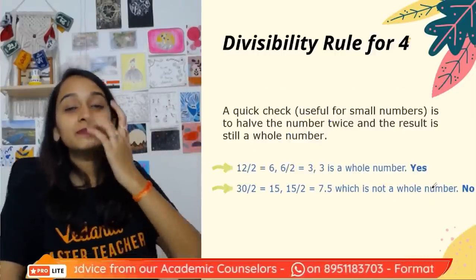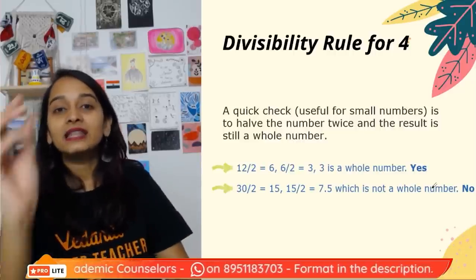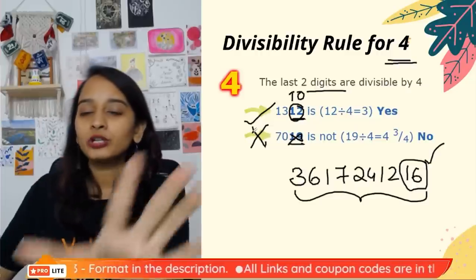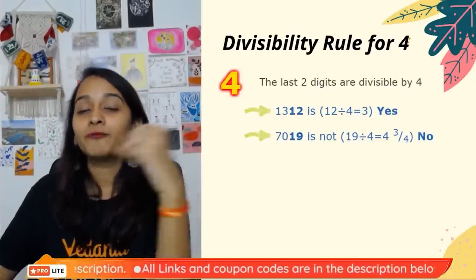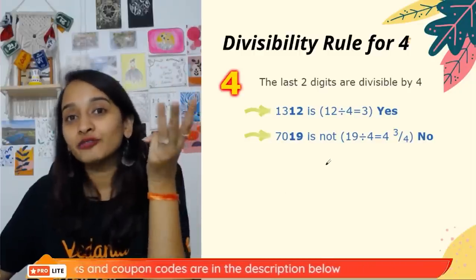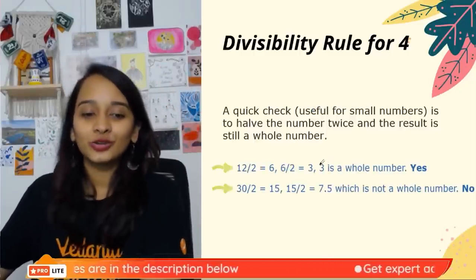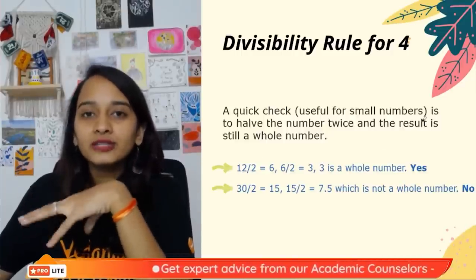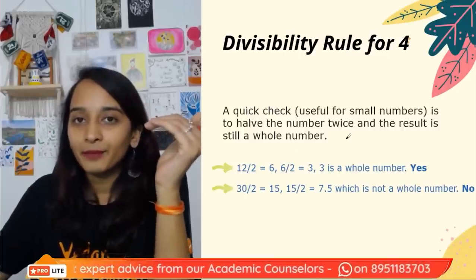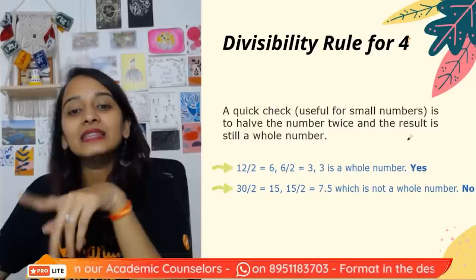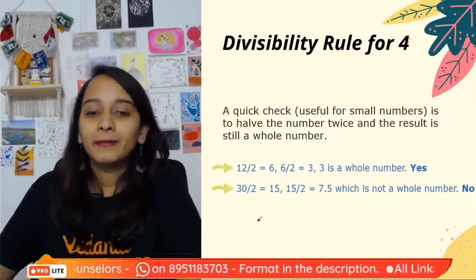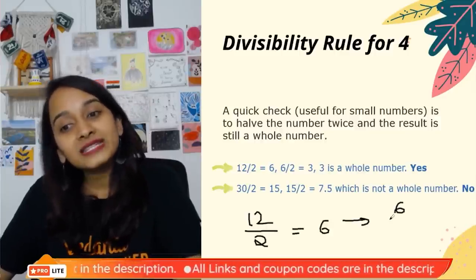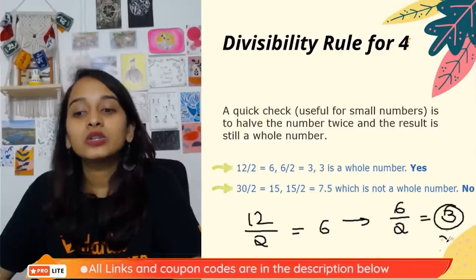नेक्स्ट कम्स डिविजिबिलिटी रूल फॉर 5, बट उससे पहले देयर इज अ क्विक चेक एंड दिस इज यूजफुल फॉर स्मॉल नंबर्स. तो आपने यहाँ पे पूछा होगा, आपको डाउट आया होगा कि मैम वॉट इफ वी हैव 2 digit नंबर, मैम वॉट इफ वी हैव 3 digit नंबर, कैसे चेक करें? तो उन बच्चों के लिए ये है. तो नाउ इफ आई हैव अ स्मॉल नंबर, यू हैव टू फर्स्ट हाफ द नंबर ट्वाइस एंड देन द रिजल्ट शुड स्टिल बी अ होल नंबर. मतलब 12 देखेंगे, 12 को हाफ करो, कितना आ रहा है? 6. नाउ 6 को फिर से हाफ करो, आपको आ रहा है 3, विच इज अ होल नंबर.